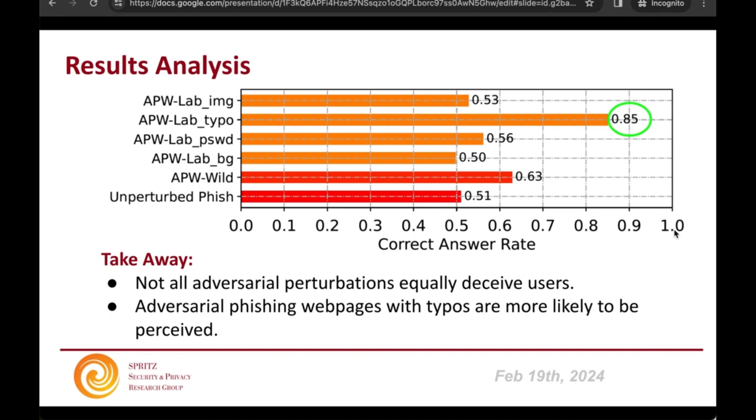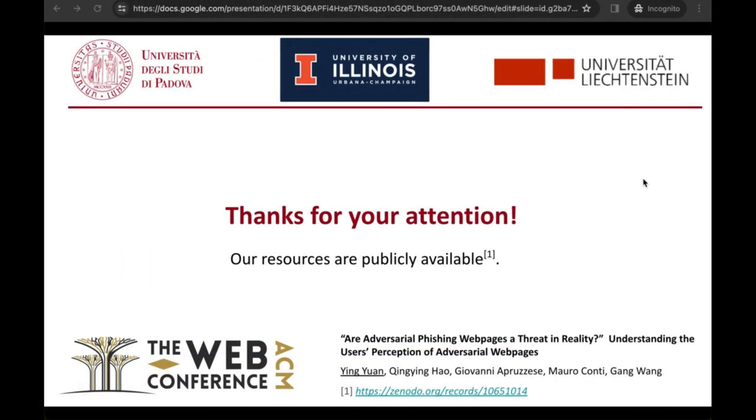However, not all adversarial phishing pages equally deceive users. Pages with typos are more likely to be perceived. We also use coding to carry out qualitative analysis, but these are described in the paper.